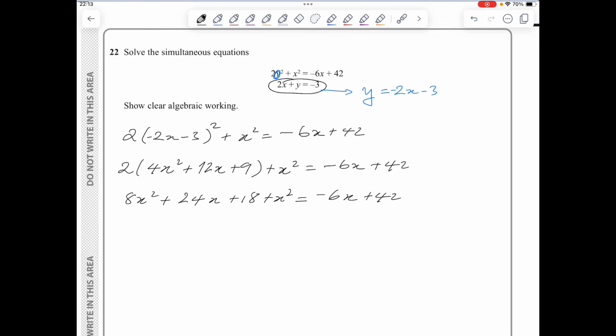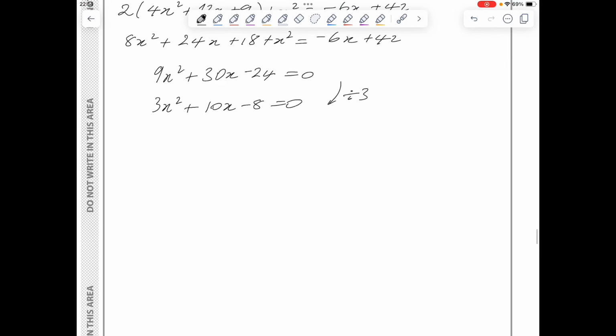Let's take everything to the left. 9x squared plus 30x minus 24 is equal to 0. Note that all terms are divisible by 3. So let's divide by 3 to simplify. 3x squared plus 10x minus 8 is equal to 0. Now I need to solve this equation.